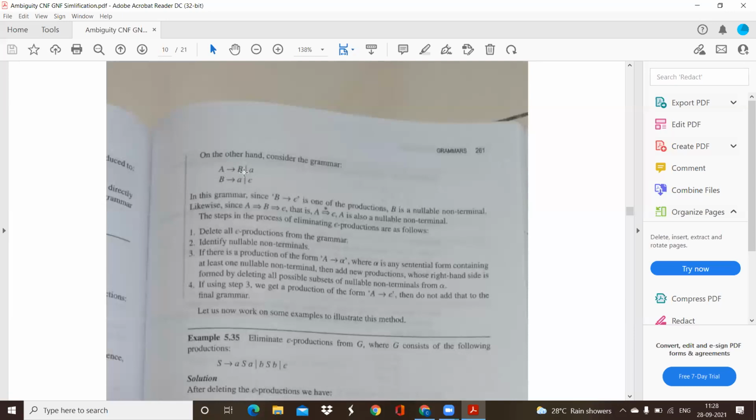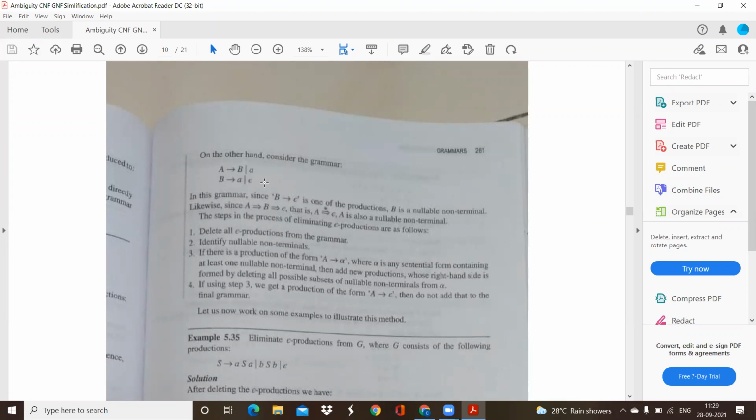And another is, you will get A derives to A, if you replace this A with all possible productions of B. Are you getting what I am saying? Yes, ma'am. See here, A derives to B, B derives to epsilon. So that means with multiple steps, you are getting A derives to epsilon.